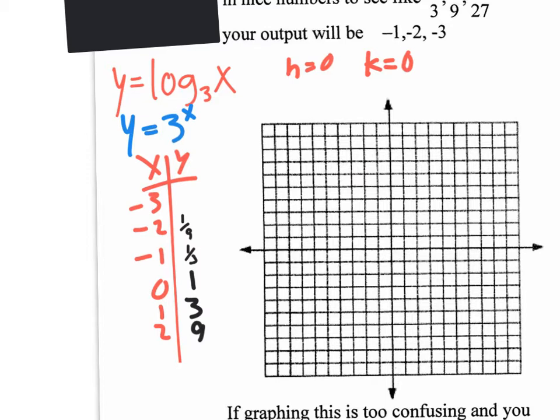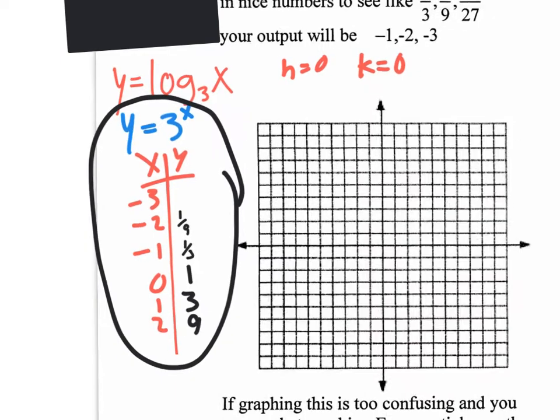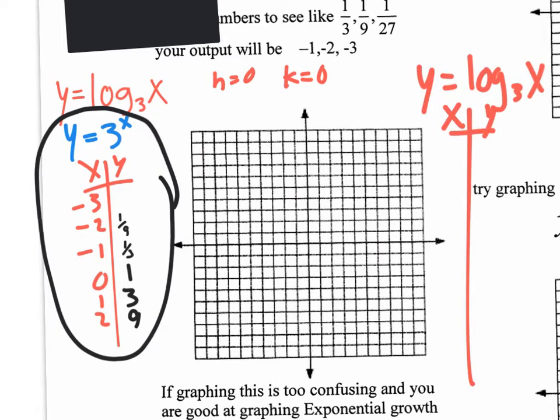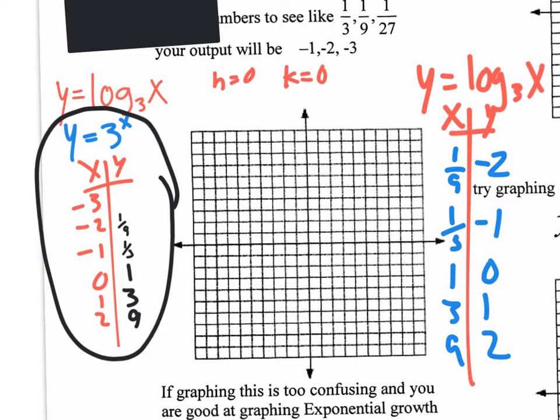So if these are the coordinates of y equals 3 to the x, what are my coordinates going to be to log base 3 of x? The coordinates are simply going to be switched. So my actual coordinates, instead of -2 and 1/9, it's going to be 1/9 and -2. Instead of -1 and 1/3, it's going to be 1/3 and -1. Instead of 0 and 1, it's going to be 1 and 0. Instead of 1 and 3, it's going to be 3 and 1. Instead of 2 and 9, it's going to be 9 and 2. Does that make sense?